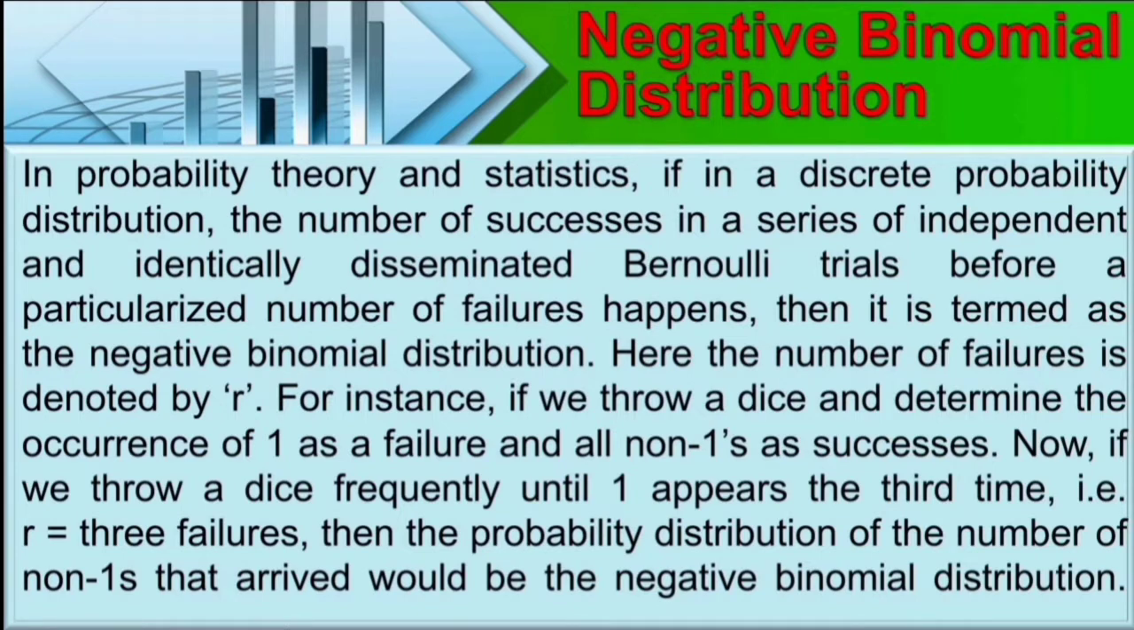For instance, if we throw a dice and determine the occurrence of 1 as a failure and all non-ones as successes, now if we throw a dice repeatedly until 1 appears the third time, that is r is equal to 3 failures, then the probability distribution of the number of non-ones that arrive would be the negative binomial distribution.